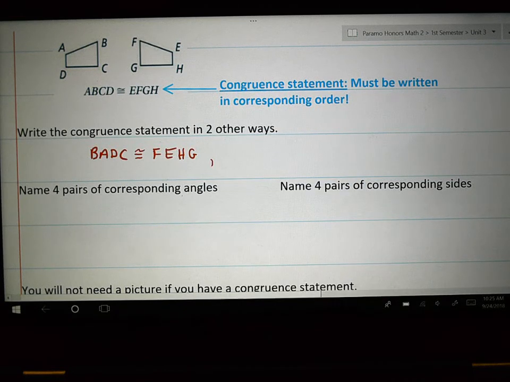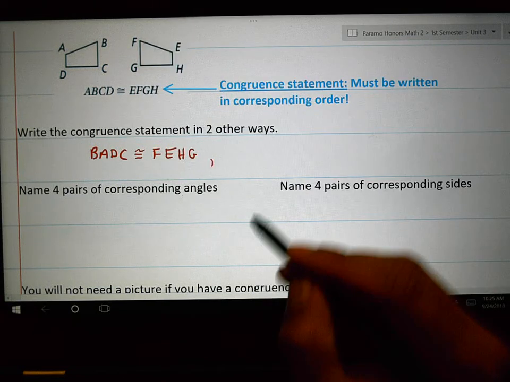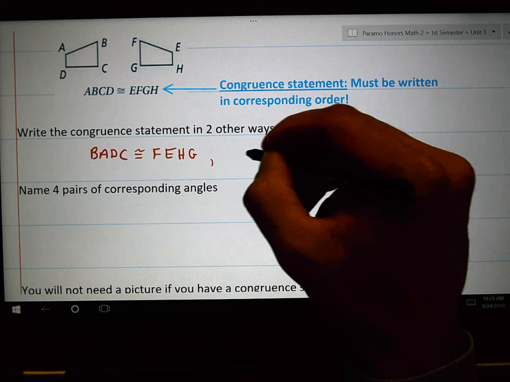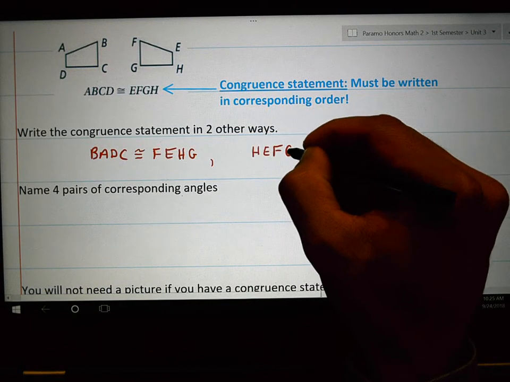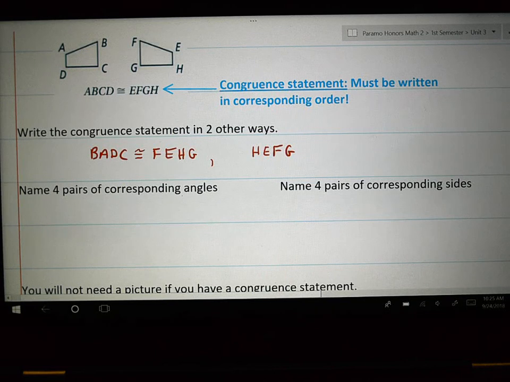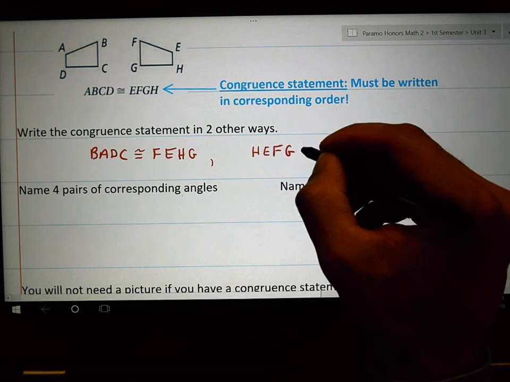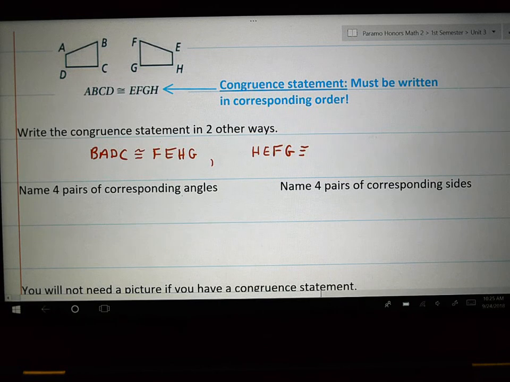You could even start with the other polygon first, like polygon HEFG. Polygon HEFG is congruent to... it still has to line up though. It has to be a matching order. If you know all four letters that it has to be in, go ahead and tell the person you're sitting next to what the four letters are.